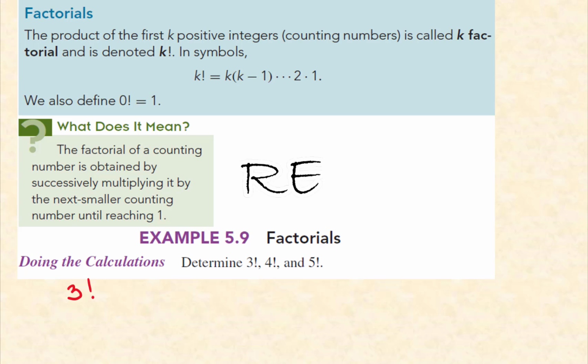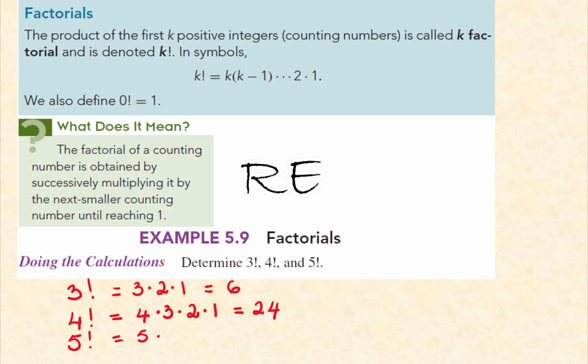For example, 3 factorial is 3 times 2 times 1, which is 6. 4 factorial is 4 times 3 times 2 times 1, which is 24. Similarly, 5 factorial will be 5 times 4 times 3 times 2 times 1, which is 120.